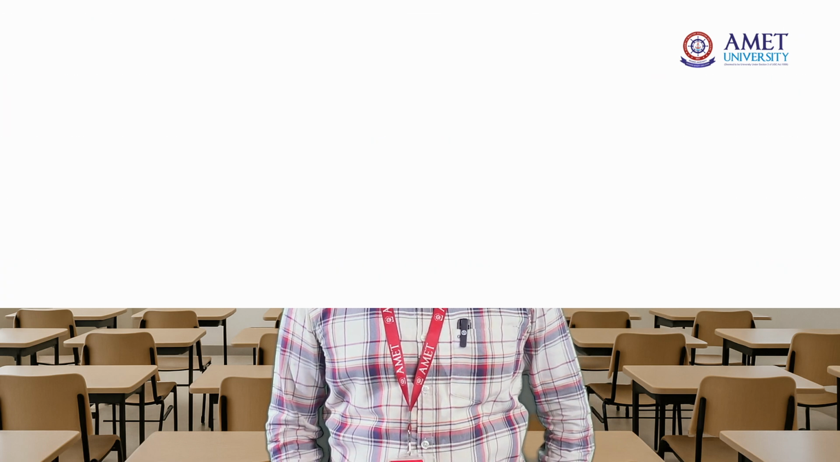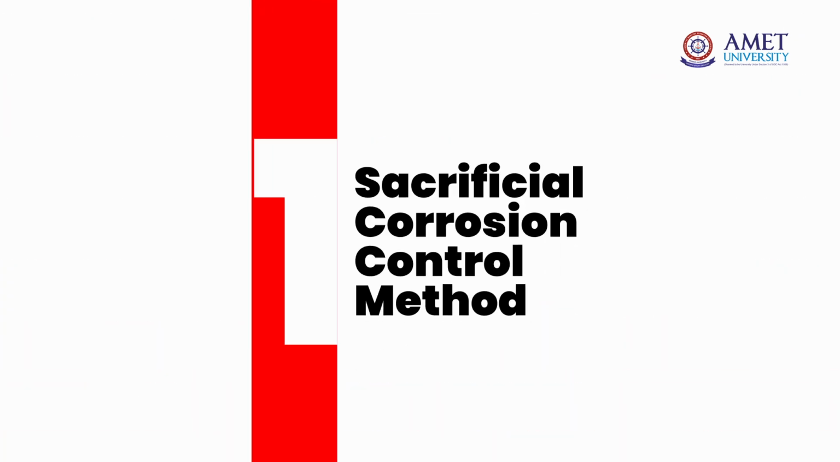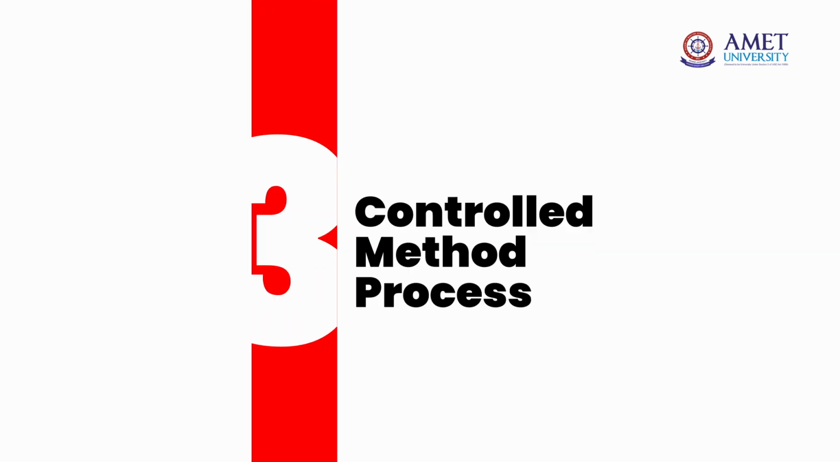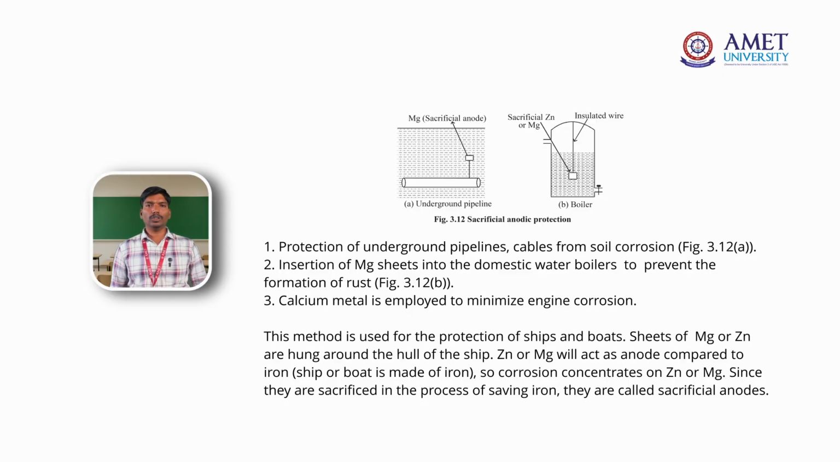Next we are going to discuss the corrosion control methods. The first one is the sacrificial corrosion control method. The second one is the impressed current control method. The third one is the cathodic control method. In the sacrificial corrosion control method, the best example is zinc and magnesium acting as an anode. This anode is coated on the pipelines. In the last class we already discussed what a pipeline is and how to protect it. Now we discuss how we can prevent corrosion.